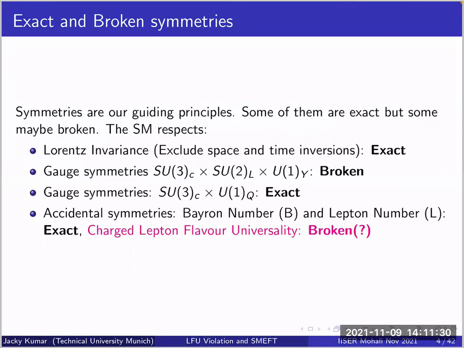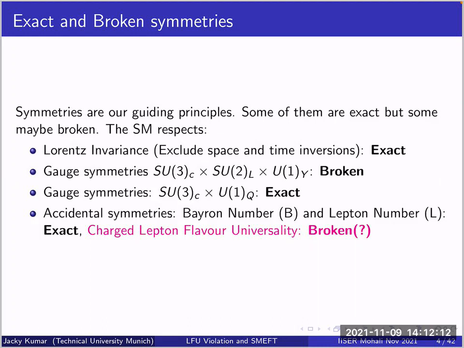Similarly, we have something called accidental symmetries. For example, baryon number or lepton number. These are symmetries which are present in your low energy effective Lagrangian, but these are not a priori, not axioms of the theory. They are just accidentally present in your Lagrangian. Baryon number and lepton number, you can say they are kind of exact, because we haven't observed proton decay, which would indicate the violation of baryon number. And as you know, the proton lifetime is very, very big. So we can say that these accidental symmetries are exact.